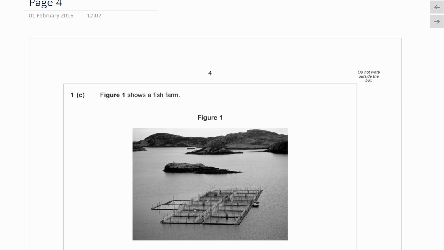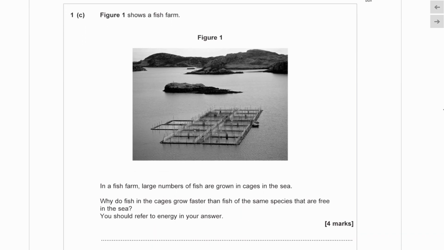Okay, next. 1C, it shows a fish farm. It says, in a fish farm, large numbers of fish are grown in cages in the sea. Why do fish in the cages grow faster than fish of the same species that are free in the sea? And you should refer to energy in your answer.